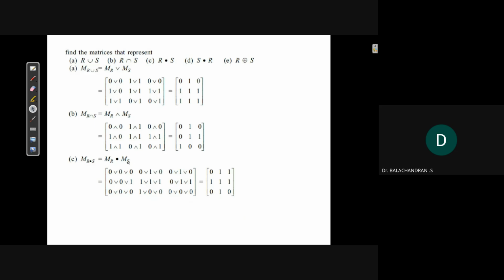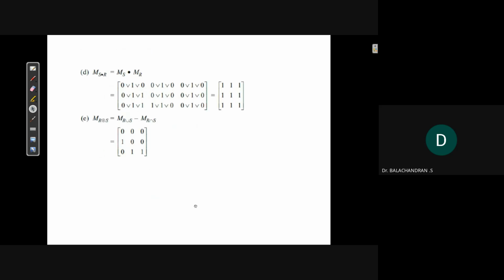If you want to check whether this answer is correct, we need to apply only this idea. So you know how to find the composition of two matrices. I already explained to you. It's just like a matrix multiplication of MR and what? MS. So multiply and check the answer. You can verify it. And then next, MS composition R is what? MS composition MR. So again, first you should write MS matrix, and then write MR. And perform the matrix multiplication.